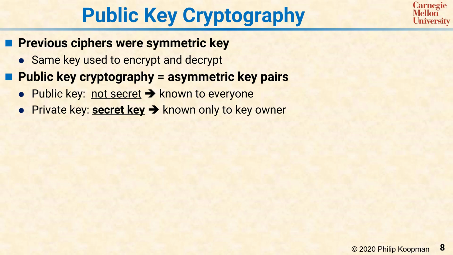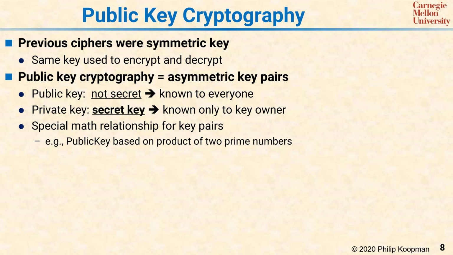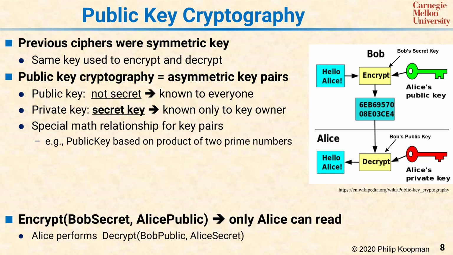Now, how in the world can you get someone to talk to someone else if neither one knows the other's secret key? Well, you can do it if the public key and the private key have a special mathematical relationship. So if Bob wants to talk to Alice and they exchange public keys, it works as long as the public keys and each of Bob's and Alice's private keys have a special relationship. At a high level, the simple version is you could have a public key based on the product of two prime numbers. So Bob picks two prime numbers and they're both secret. He multiplies them together and he gives the product as his public key.